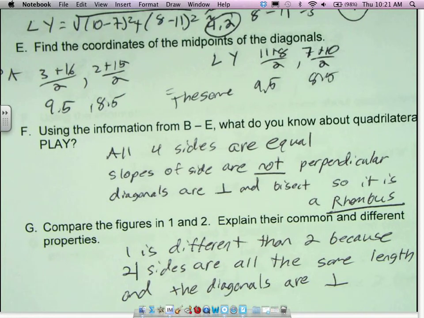Yes, we were just on E. G is different from F because 4 sides are the same length and the diagonals are perpendicular.